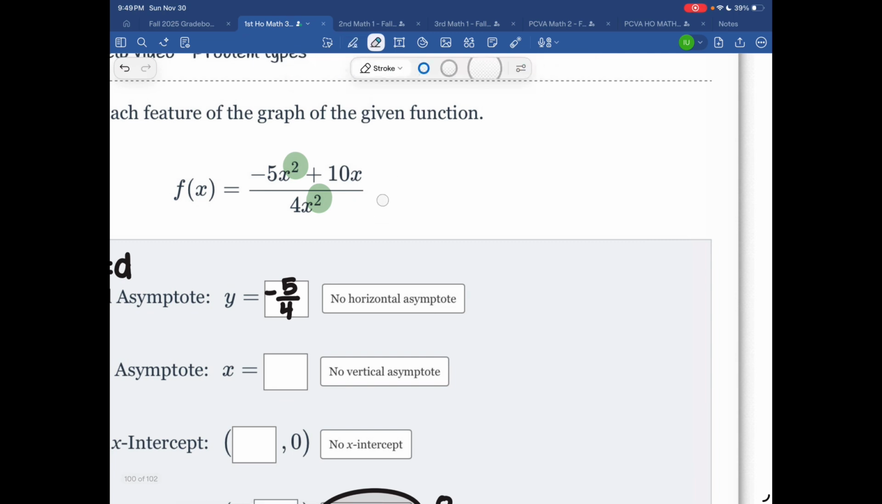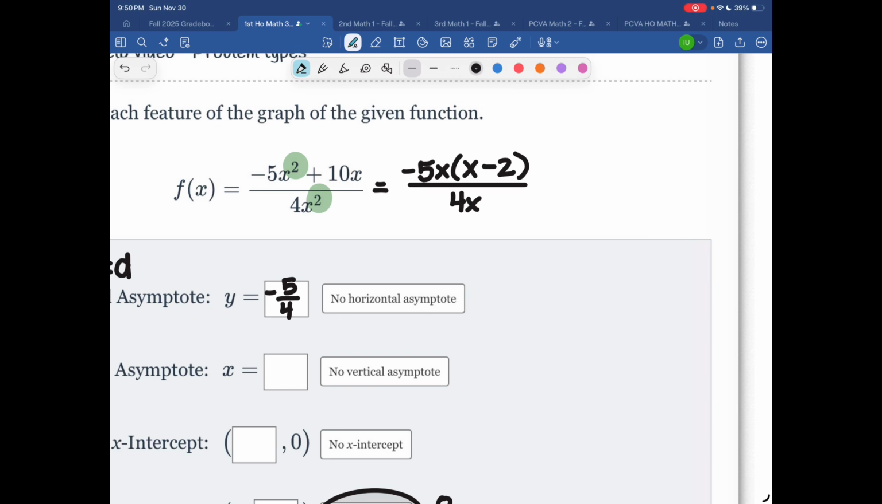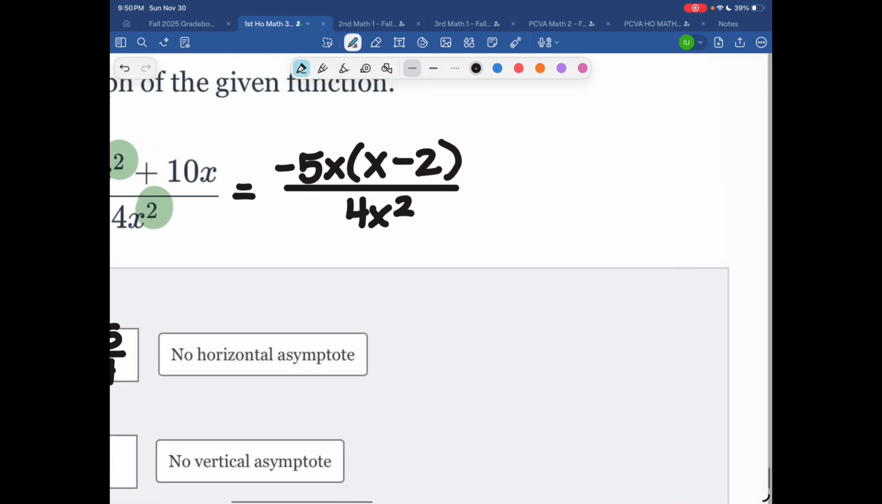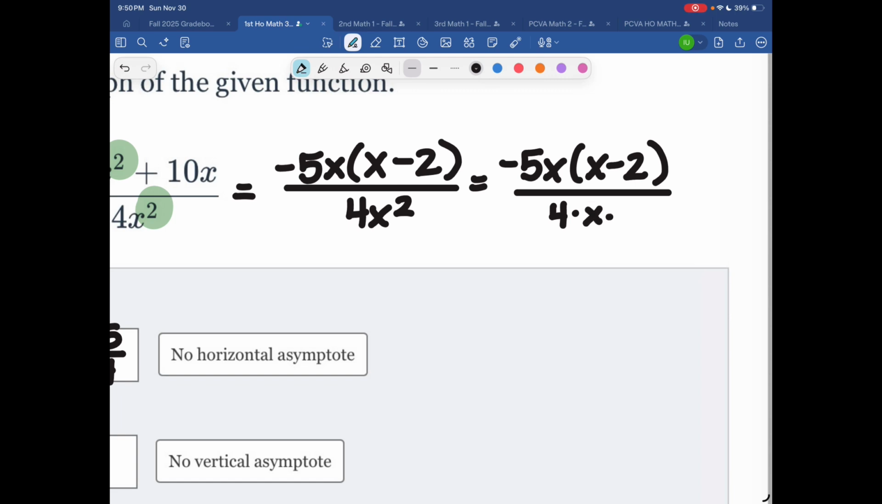Okay, so if we factor this, we're going to take out a negative in front. So that's going to be -5x, and that's going to leave me with x minus 2. And then in the bottom, I have just 4x squared. Now, again, this is where it can be a little tricky for some, but if I look at this, I have -5x and x minus 2, and I have 4x squared, which is technically 4 times x times x. So I do actually have a hole here.